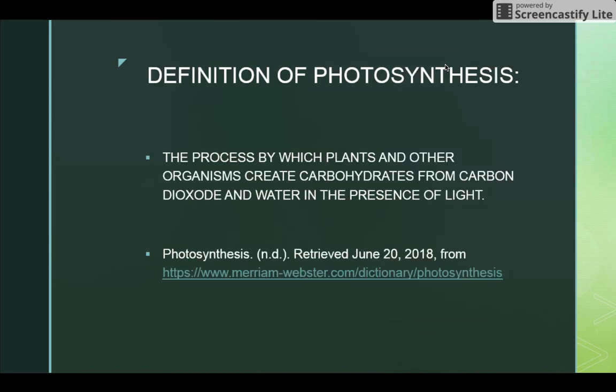The actual definition of photosynthesis, according to Merriam-Webster, is the process by which plants and other organisms create carbohydrates from carbon dioxide and water in the presence of light.